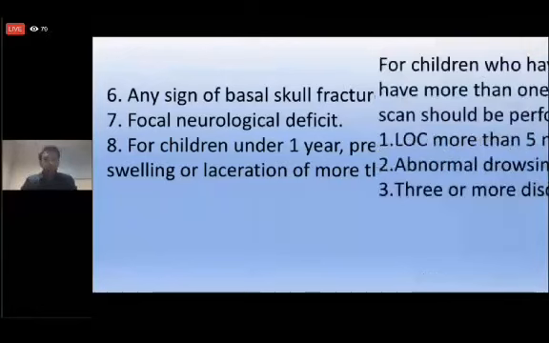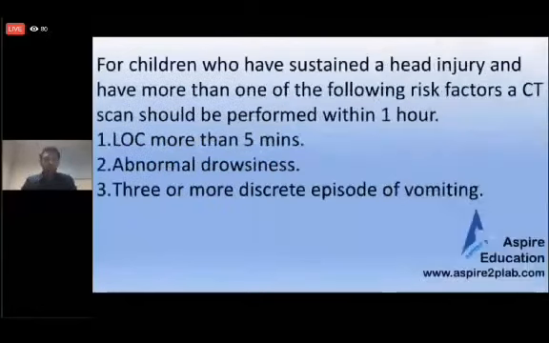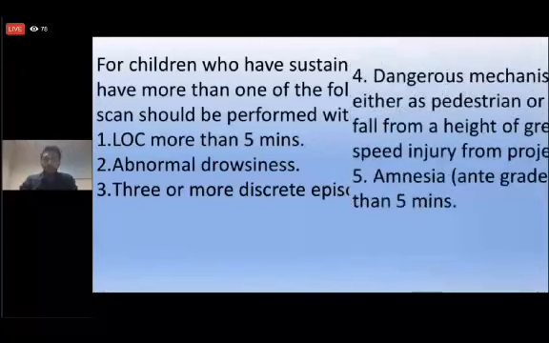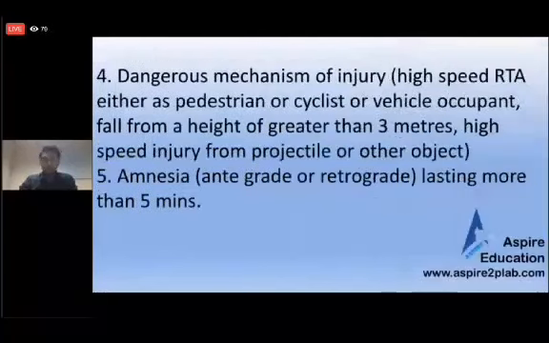Okay. So for children who sustain head injury and have more than one of the following risk factors, a CT scan should be performed within 1 hour. So what is that? As I told, loss of consciousness or fits lasting more than 5 minutes, abnormal drowsiness, and 3 or more episodes of vomiting. And any dangerous mechanism of injury, for example, if it is an RTA or any fall more than 3 meters height, any amnesia lasting more than 5 minutes.